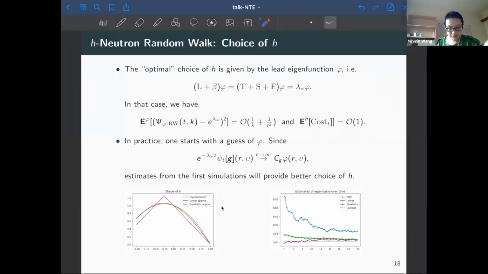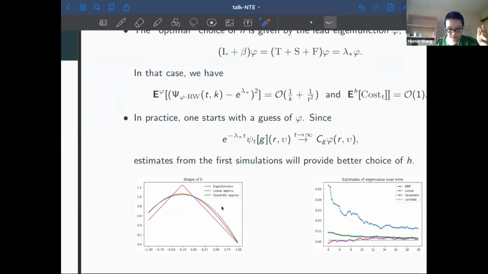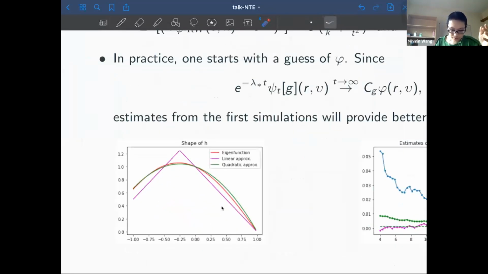So in some sense, you can say this has a bath of 2 volts. But of course, the problem is that in reality, we don't know what this eigenfunction looks like. So what we can do is start with an educated guess of this eigenfunction. I'll just show you one example. This is a very simple example, a toy model of a toy model.